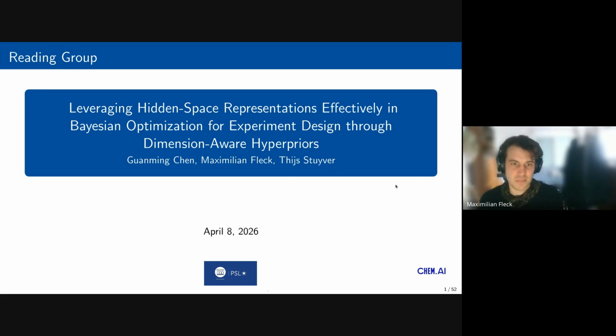Me, Emilien, and Tess wrote a paper together about leveraging hidden space representation effectively in Bayesian optimization for experiment design through dimension-aware hyperpriors. We were invited to give a talk about the subject today in your reading group, and it's on my behalf to do the presentation. I think I will just start, and I'm also looking forward to the discussion afterwards.